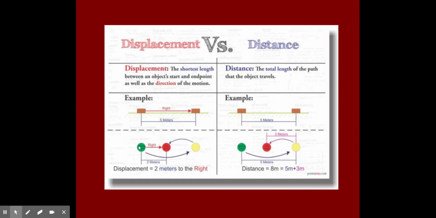So if you notice, if you started here at the green bubble and you traveled to the yellow bubble and then back to the red bubble, your distance is going to be the 5 meters that you got to the yellow and then the 3 meters back to the red. So the distance will give you a total of 8, whereas your displacement is just the most direct path from start to finish, and so your displacement is just 2 meters.